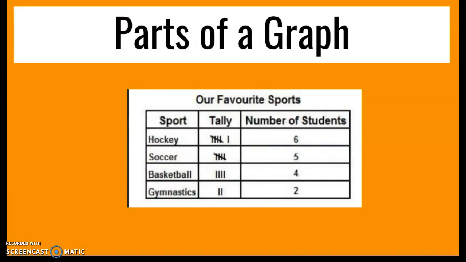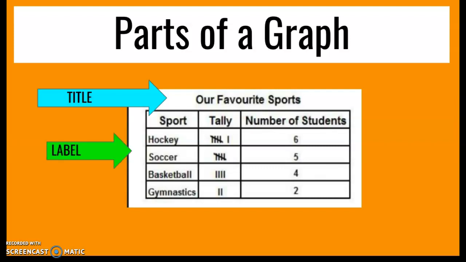So parts of a graph. This particular graph is titled Our Favorite Sports. It has a tally chart and a number, and it has the number of students, which is kind of like a frequency. And so the parts of this particular, it's not really a graph, it's a table. We have the title, so you always need a title. This title tells us what we're going to be measuring, what we're going to be graphing eventually.